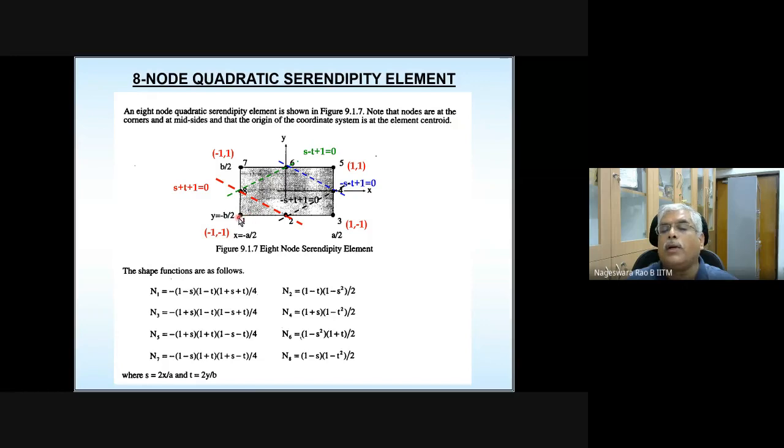And you can see the node numbering: 1, 2, 3, 4, 5, 6, 7, 8. 1, 3, 5, and 7 are corner nodes. 2, 4, 6, 8 are middle nodes, mid-side nodes. They are the middle of that particular edge side. And this is a rectangular element.